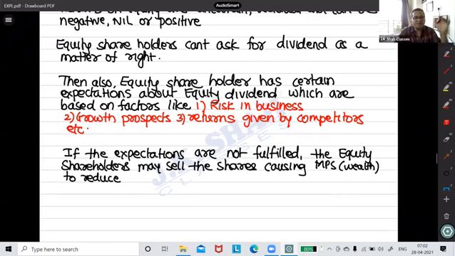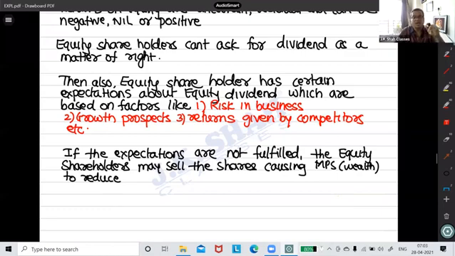See, if I'm not happy with the returns provided by the company, what would I do? I'll sell the shares. Tomorrow, if every shareholder starts selling the share, what will happen? There'll be selling pressure. Basic economics, guys. High supply, low demand. Prices will start coming down. Is it in favor of the company?